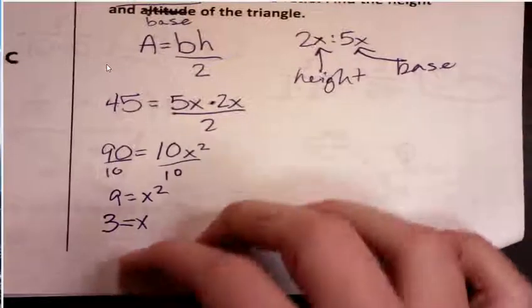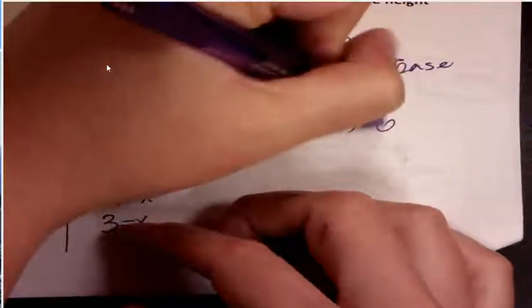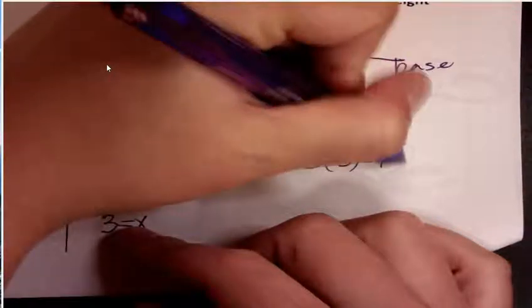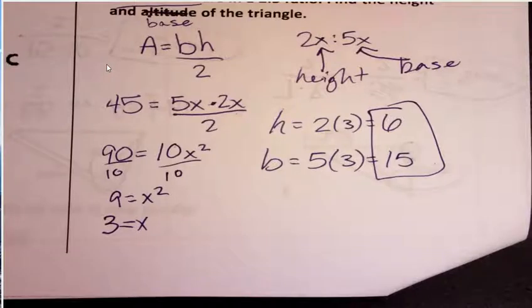So when you're solving for the height and the base, the height is going to be 2 times 3, which is 6. The base, 5 times 3, which is 15. So you have your height and your base. That's nice.